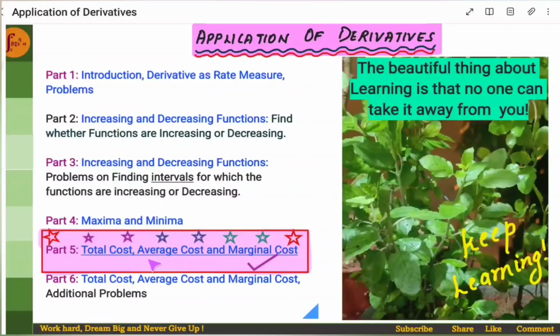Hi everyone. In this video, we'll go through concepts on cost, revenue, marginal revenue, profit maximization, equilibrium, and so on. And we will also cover a few problems.